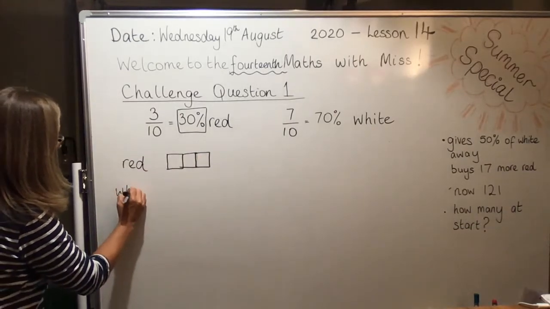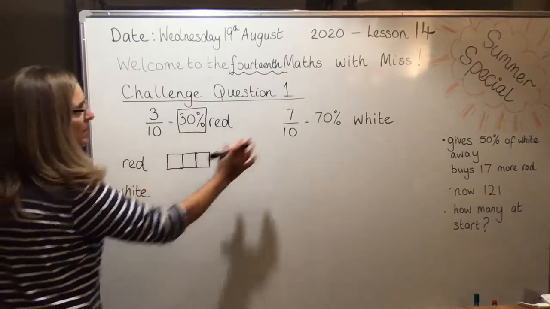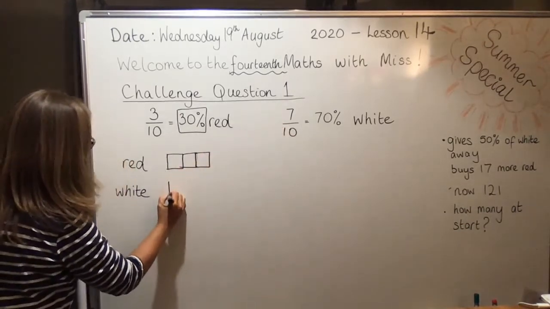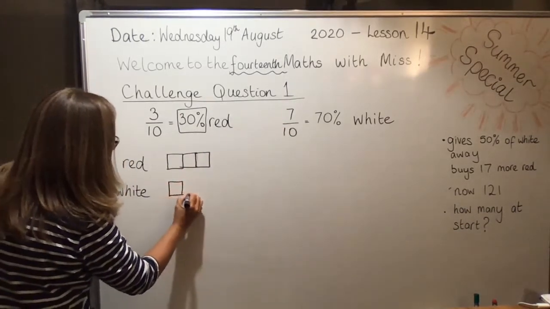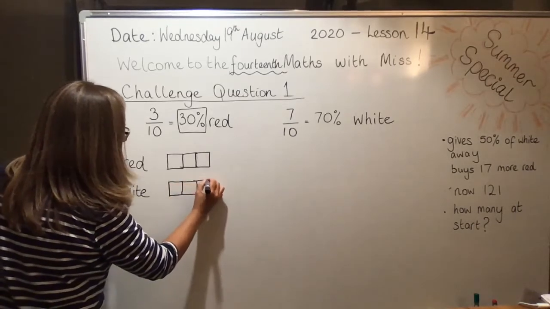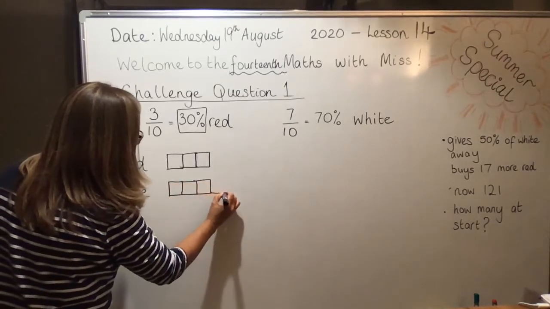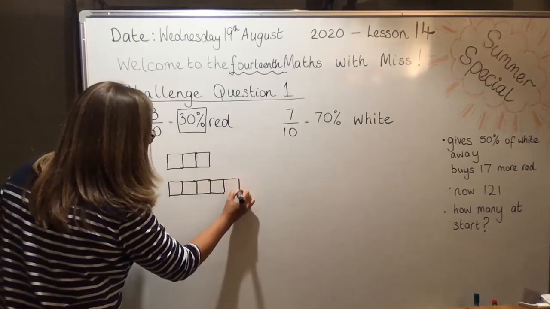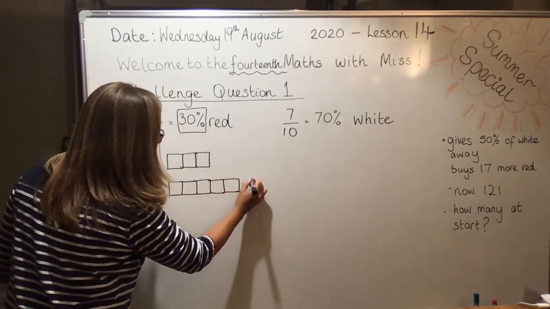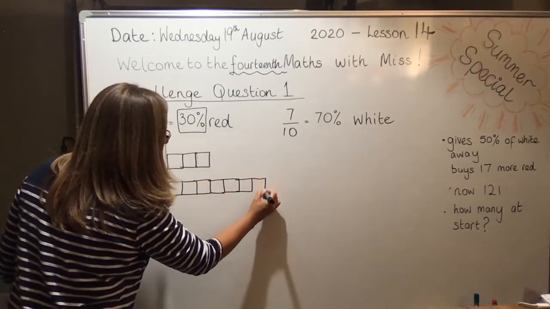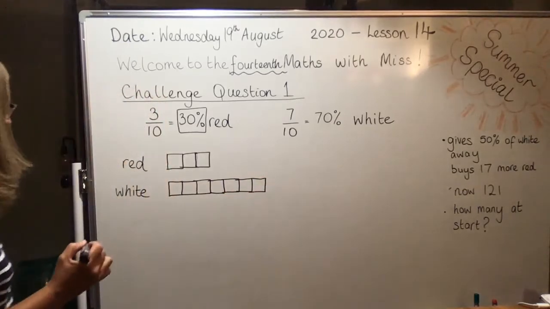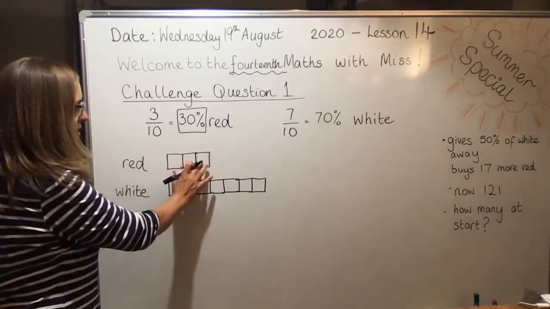I'm now going to do the same for white. Remember, I've now got 7 out of 10 for my white. Let's try and draw them a bit neater. Okay. But why are there more for white than there are for red? That's what the question says. The information's in the question at the start. So we've got 3 red.